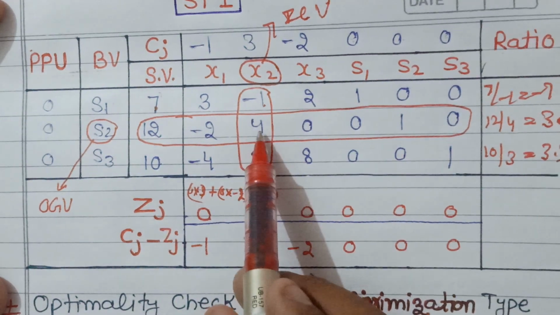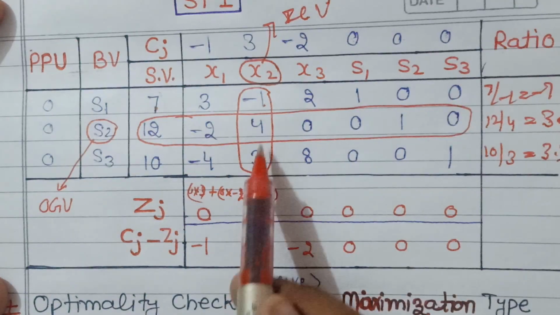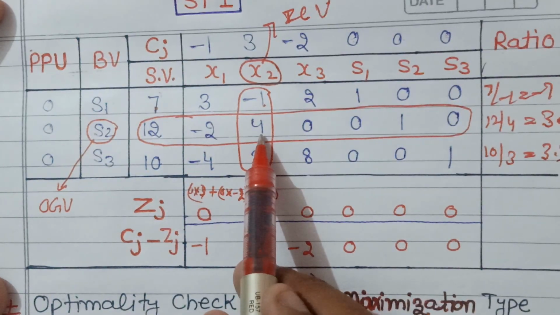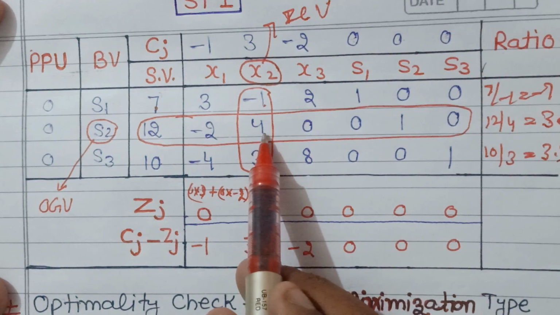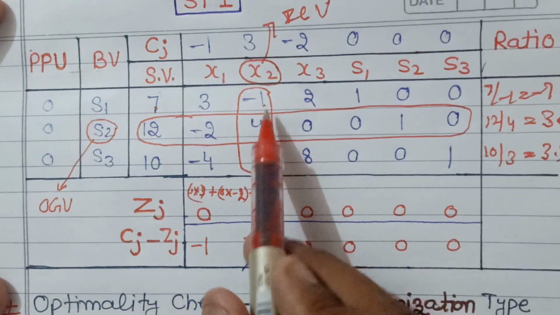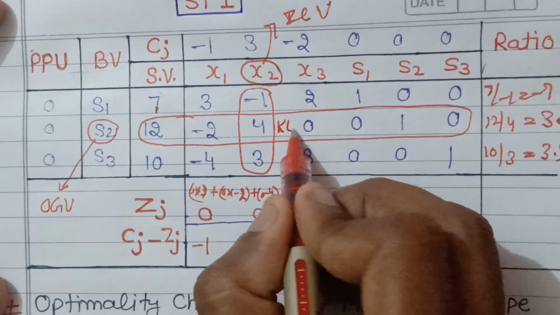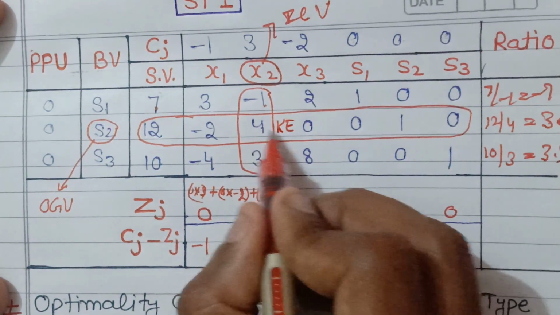Okay, so the element which is at the intersection of key row and key column is called the key element. Here you will see that this 4 is available at the intersection of these two, the key row and key column. Okay, so this 4 is the key element. So let us select this as a key element.